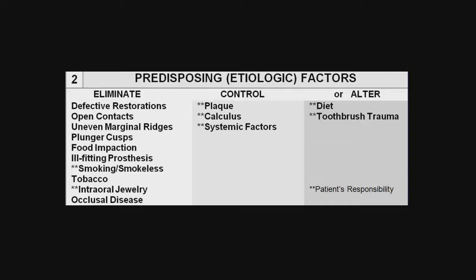Predisposing factors are etiologic factors. These can be broken down into those that can be eliminated, those that can be controlled, and those that can be altered. And you will notice the double asterisks are by those factors that are under the control of the patient. But look at those that can be eliminated. Defective restorations, but then you look at open contacts, uneven marginal ridges, plunger cusp, and food impaction. These also are things that can be eliminated.